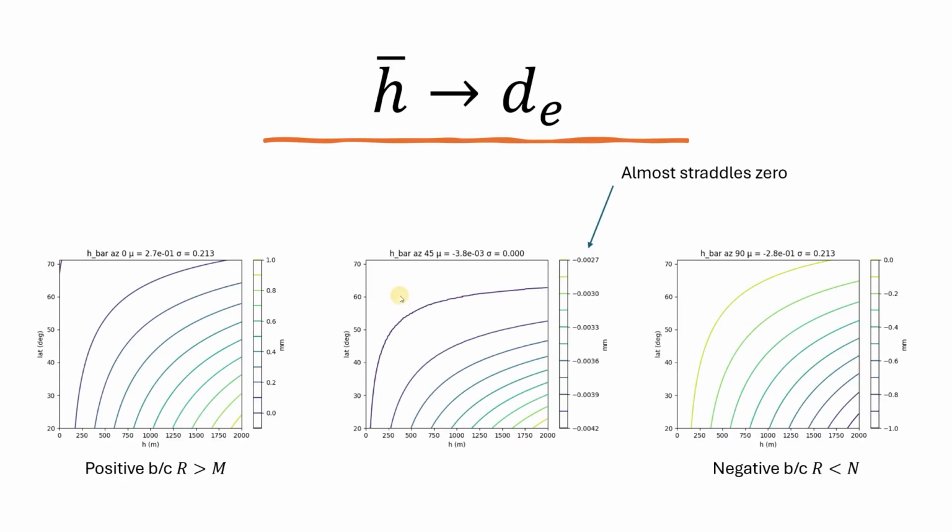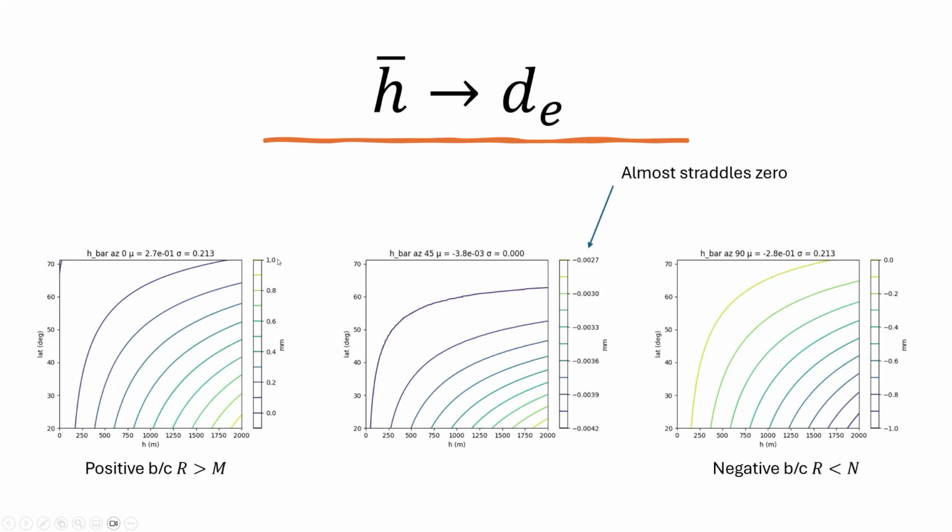Let's start by taking a look at what we get when we reduce the average horizontal distance down to the ellipsoid. So we've got these three planes. Each plane is a different azimuth. Left is azimuth of 0 running north-south. Middle is an azimuth of 45. Right is an azimuth of 90 running to the east.